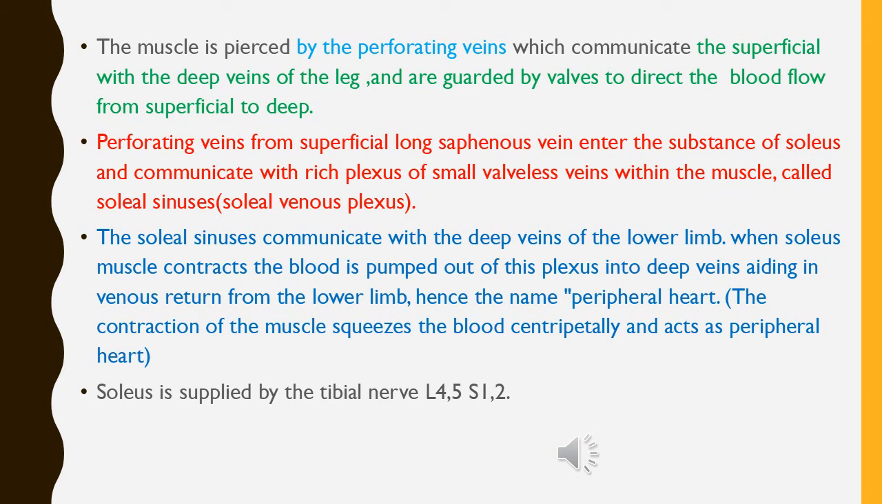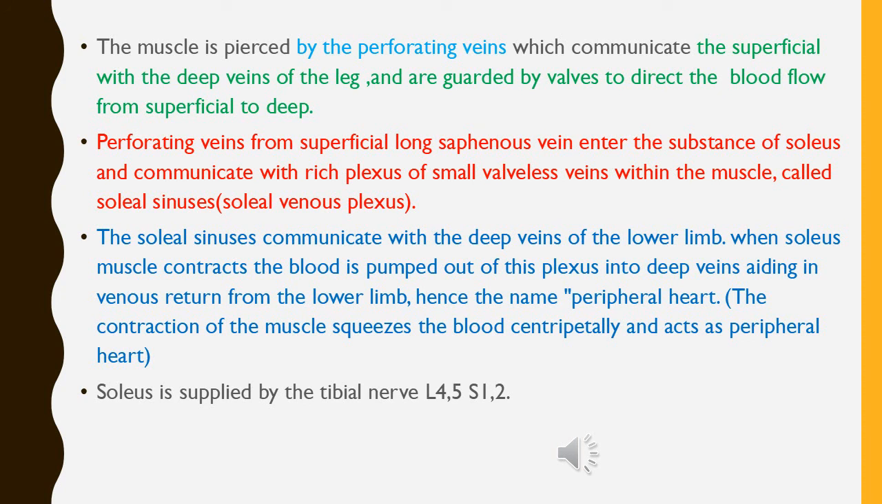The muscle is pierced by perforating veins. So perforators, or perforating veins, help in the communication between the superficial veins and the deep veins. So the muscle, the soleus, is pierced by perforating veins which communicate the superficial with the deep veins of the leg. And these perforators are guarded by valves to direct the blood flow from superficial to deep.